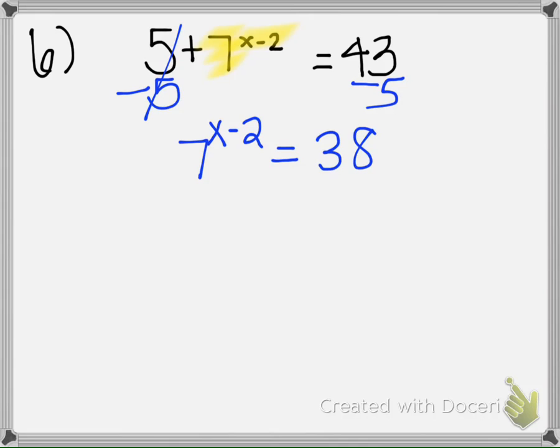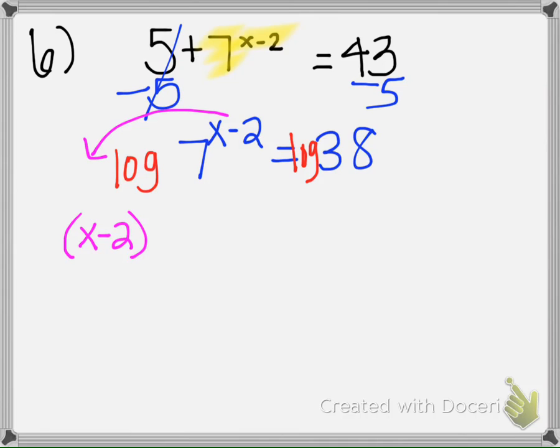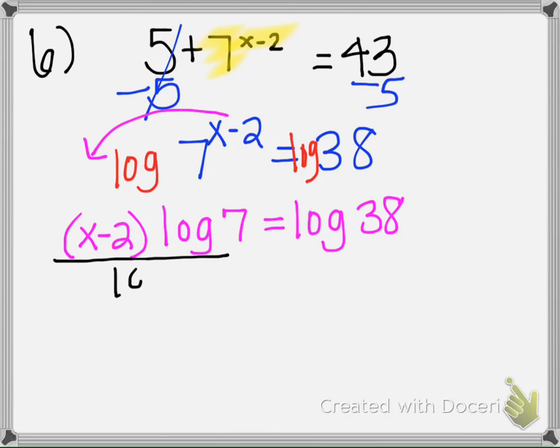Okay, next step is we're going to go ahead and log both sides. And then we're going to move this to the front, the exponent to the front. Since it's x minus 2, we have to put it in parentheses. So we remember that that whole thing is being multiplied by the log in the front here. And now we're going to go ahead and divide by log 7 to get rid of that.